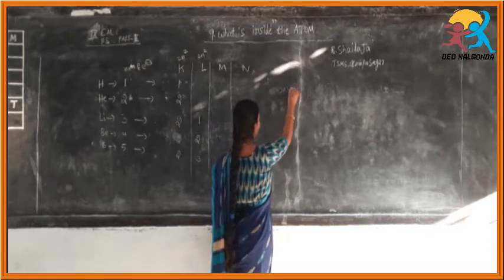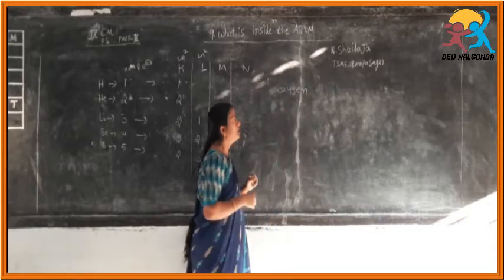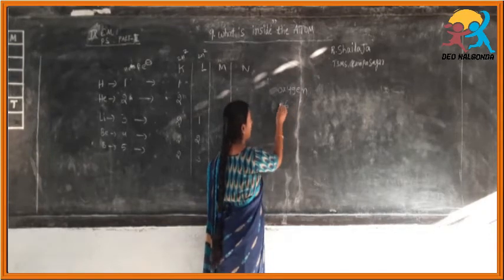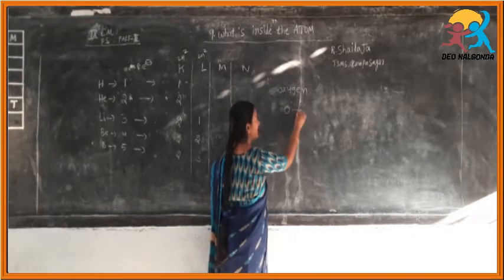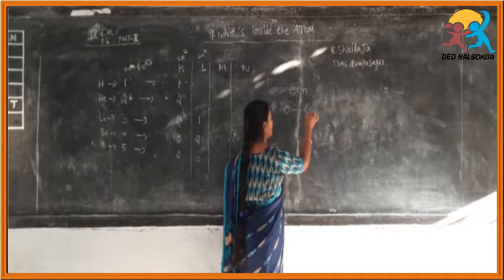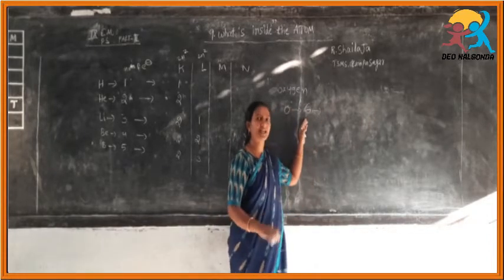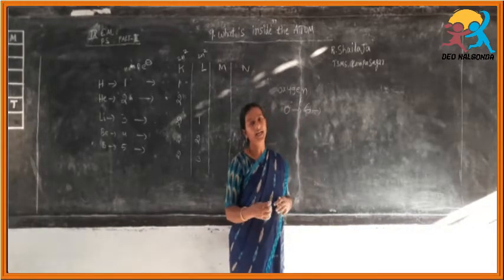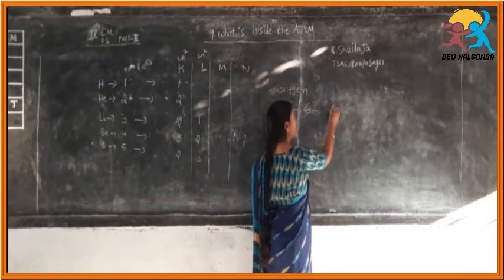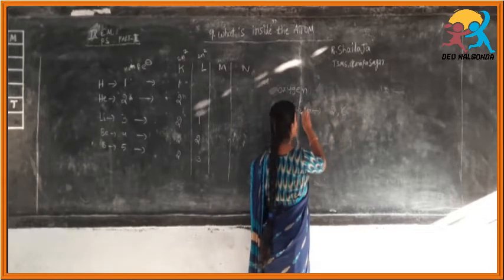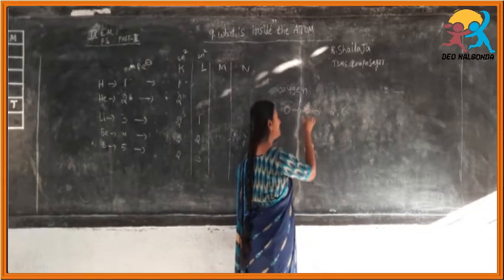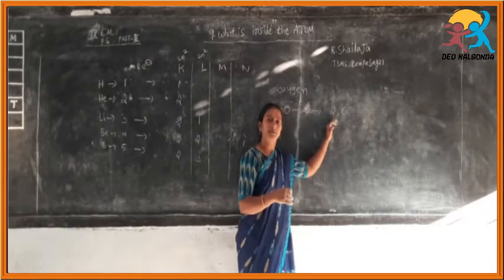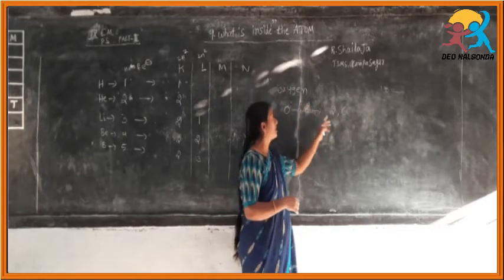Suppose you take oxygen. Oxygen's symbol is O, and its atomic number is 8. A neutral atom has 8 electrons, and we distribute these 8 electrons in the shells.